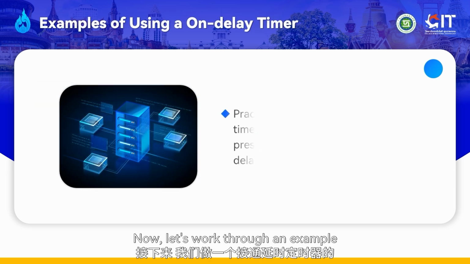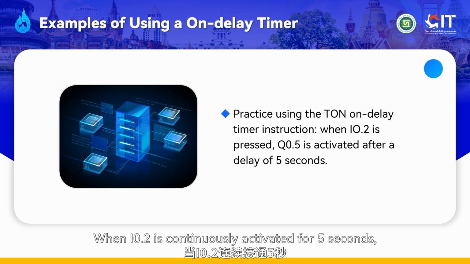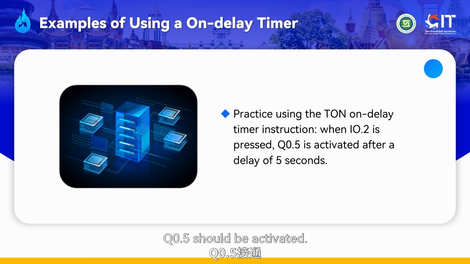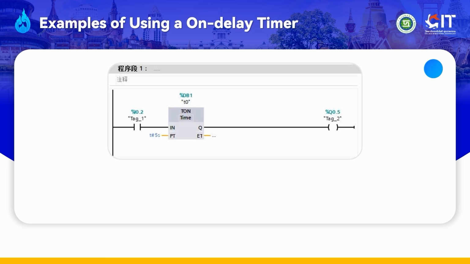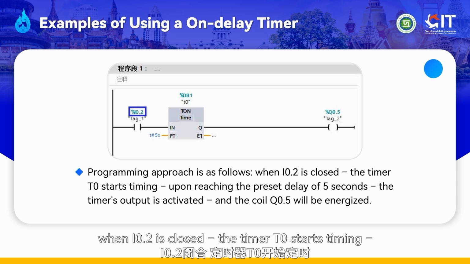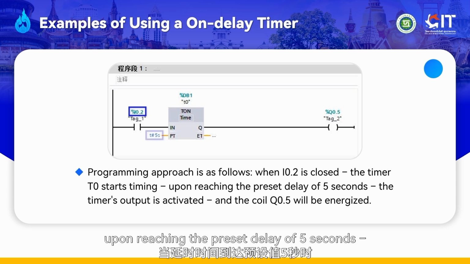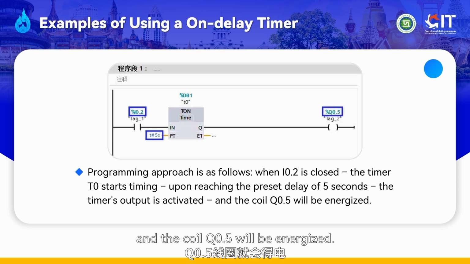Now, let's work through an example of using an on-delay timer. When I0.2 is continuously activated for 5 seconds, Q0.5 should be activated. Please write the control program accordingly. Our programming approach is as follows. When I0.2 is closed, the timer T0 starts timing. Upon reaching the preset delay of 5 seconds, the timer's output is activated and the coil Q0.5 will be energized.